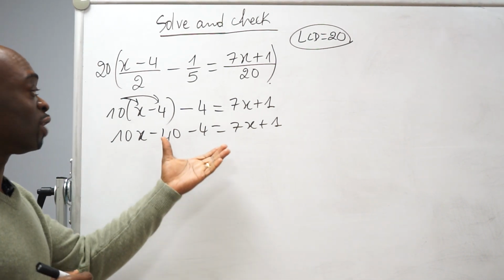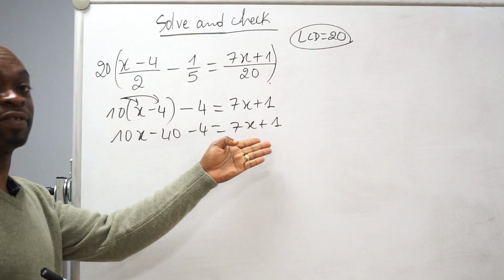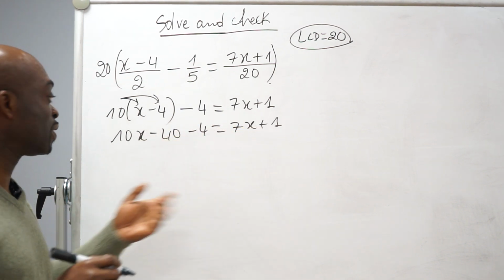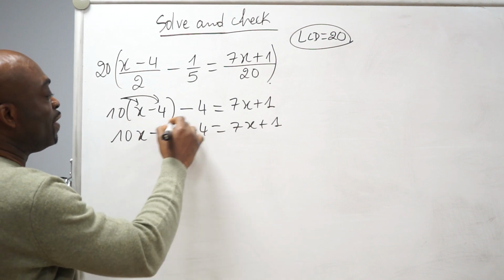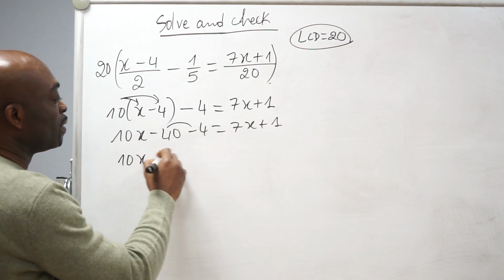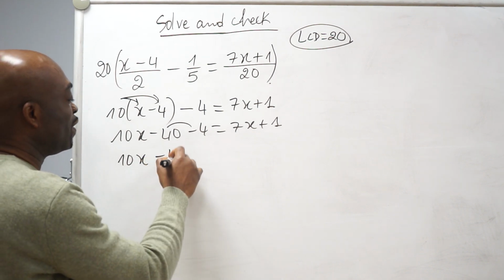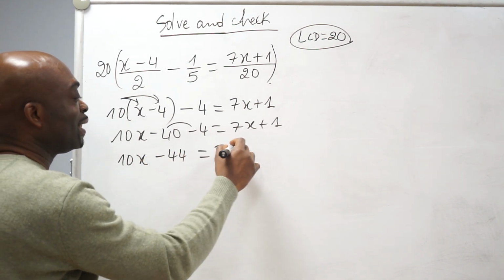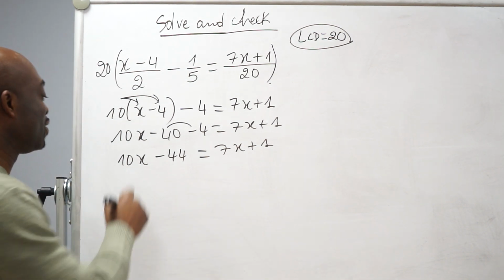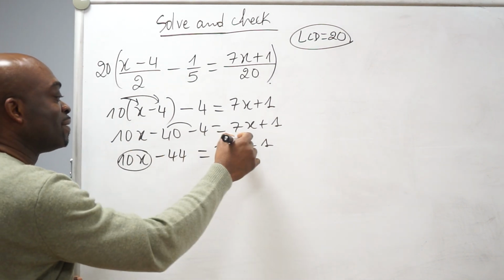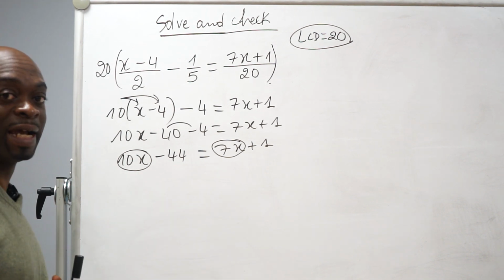Okay, so now you look at the left side of the equal sign and combine like terms. You look at the right side of the equal sign and combine like terms. So it's 10x, and negative 40 and negative 4 is going to give us negative 44. And then that equals 7x plus 1. We good so far? So then we have like terms 10x and 7x that we need to combine together.